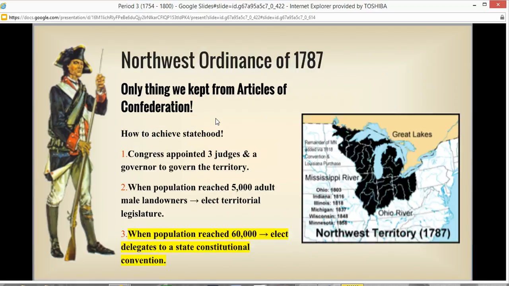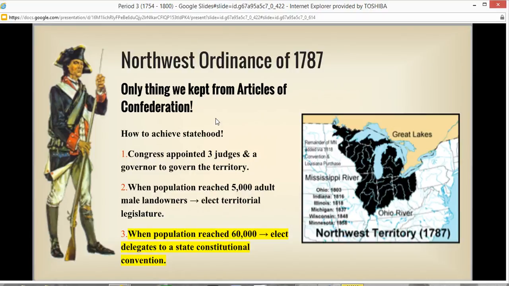Now, one of the key things that we kept from the Articles of Confederation, it was really the only thing that we kept, is the Northwest Ordinance of 1787. The most important thing about this is that it laid out the plans for how a territory or a land would become a state. Essentially, we got rid of everything from the Articles of Confederation except for this.